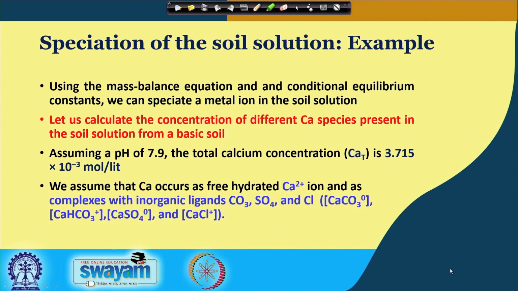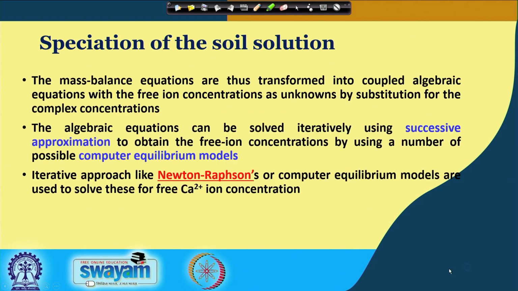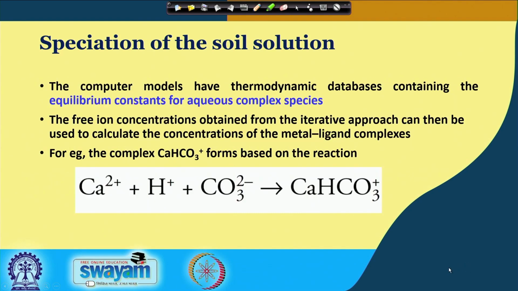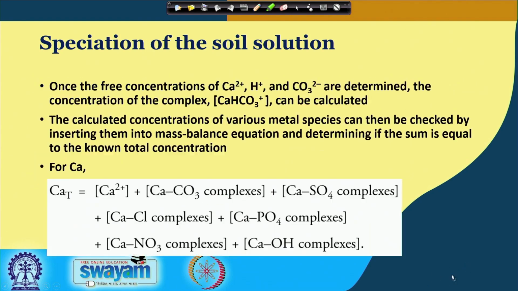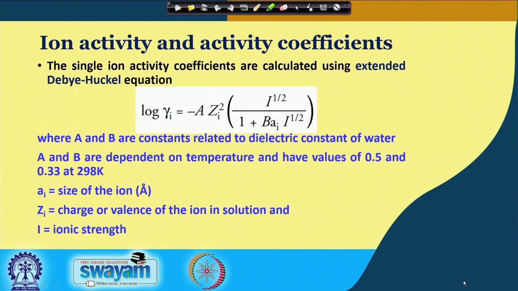Then we have discussed one numerical problem where we can calculate the concentration of different calcium species present in the soil solution from a basic soil, and then we have seen how we can do that. I have discussed in details, so I am not going through in details again. So we have already covered these things.